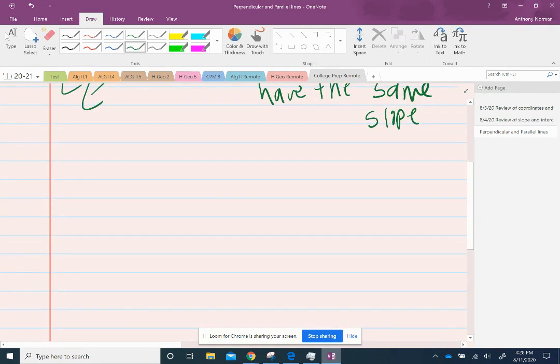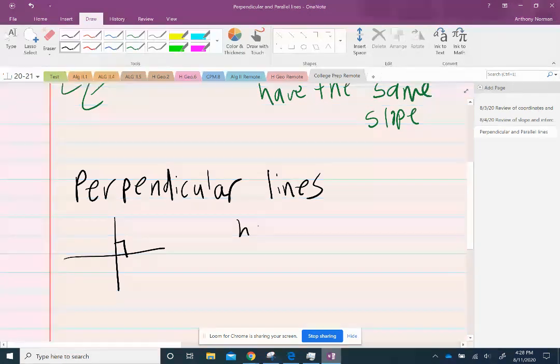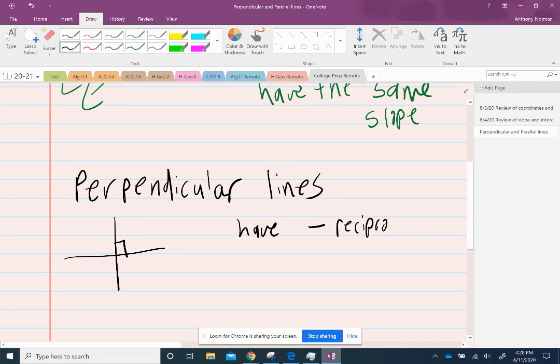So what about perpendicular lines? Perpendicular lines, that's the ones that make a 90-degree angle. Perpendicular lines have negative reciprocal slopes. Negative reciprocal. What does that mean? Change the sign. Flip.